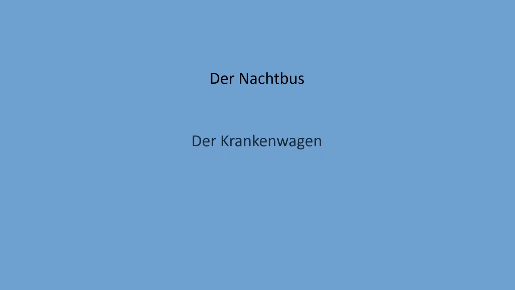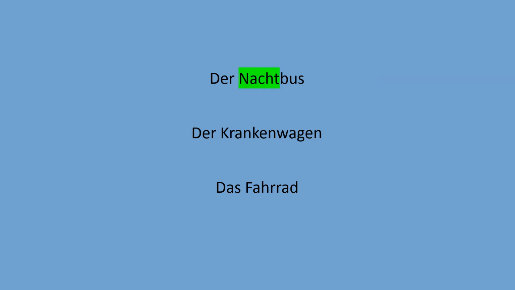Der Nachtbus, der Krankenwagen und das Fahrrad. So in all three compound nouns, we have one element, for example, a noun plus a second noun. Then we have an adjective and a noun, and we have a verb, or part of the verb, the stem of the verb, and a noun. So as you see, the last element of any compound noun will always be a noun. So that's why we call them compound nouns. And you remember that the last noun, the last element, gives the gender, so the definite article, for the compound noun.